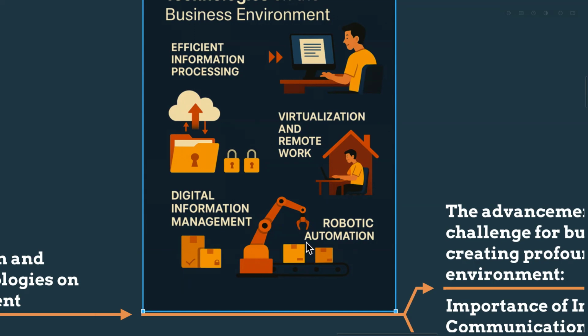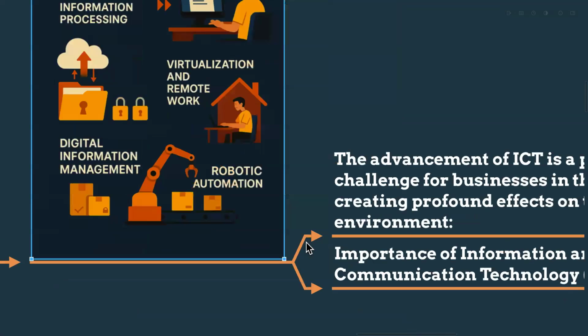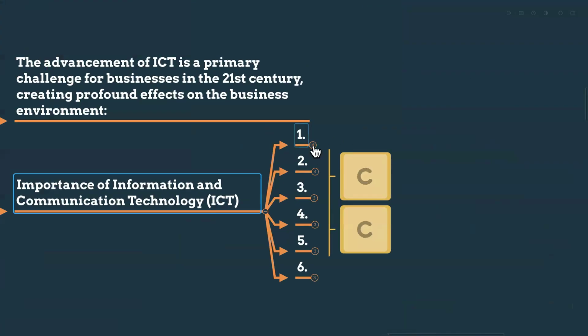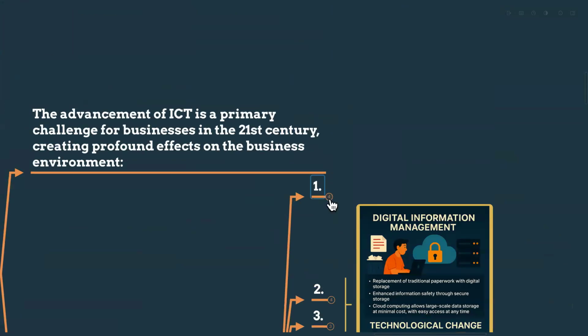So major garment factories are now using automated cutting machines. They reduce waste and improve the quality, right? So the importance of information and communication technology, these are the topics we have to cover.